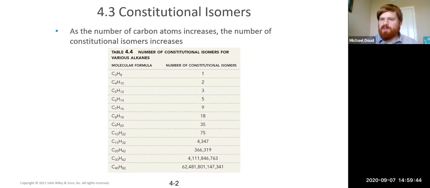And then from there, it really spirals out of control. Octane has 18 different constitutional isomers. Nonane would be 35. Decane would be 75. And then as we move up from there, it just blows out of control. And again, it becomes kind of exponential at that point.